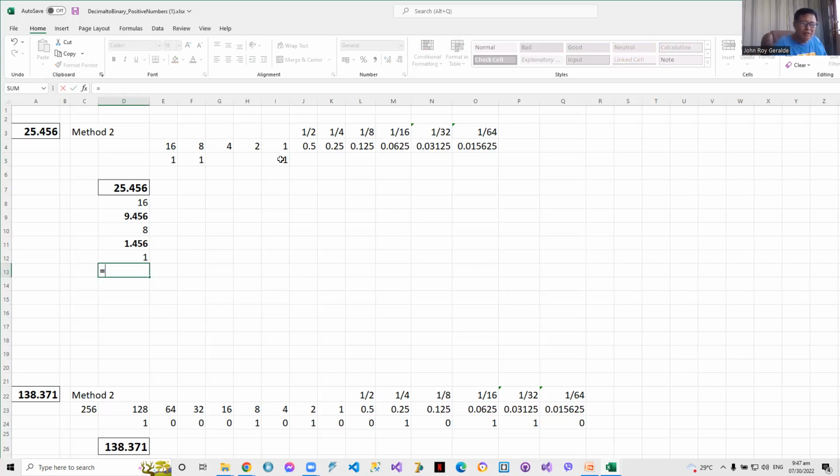If we reach 0, we stop. If we do not, we continue to the next, 0.456. Which number is immediately lower now? It can't be 0.5, right? Which number is immediately lower than 0.456? Anyone? 0.25. Okay, so we pick this and mark it. Then we subtract again.